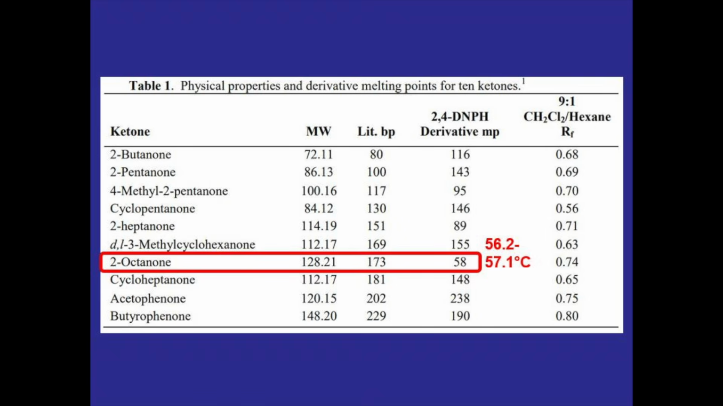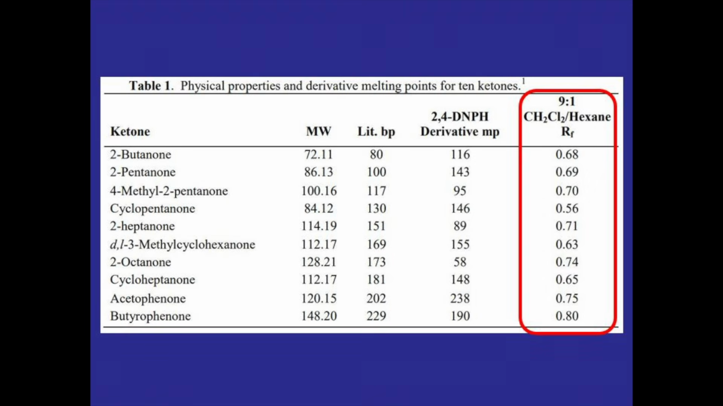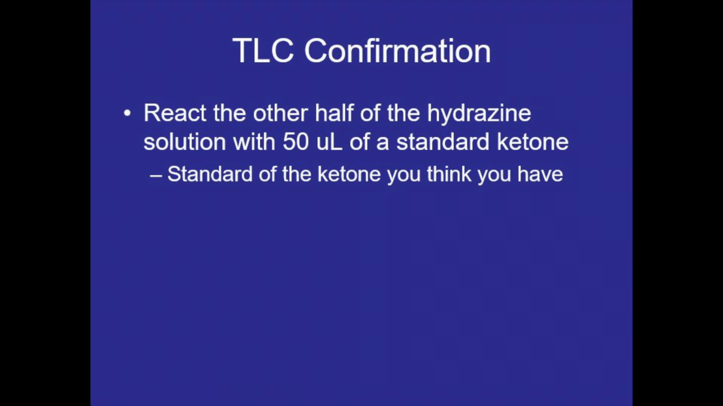Obviously, there is still room for error, so there is a third tool that we'll be using to confirm everything, and that will be thin layer chromatography. If we look back at the table, all of the retention factors for each of the derivatives is given to us using 9:1 methylene chloride hexane solution as the mobile phase. So what we'll do is react the other half of the hydrazine solution with 50 microliters of a standard ketone, and that standard will be of the ketone that we think we have.